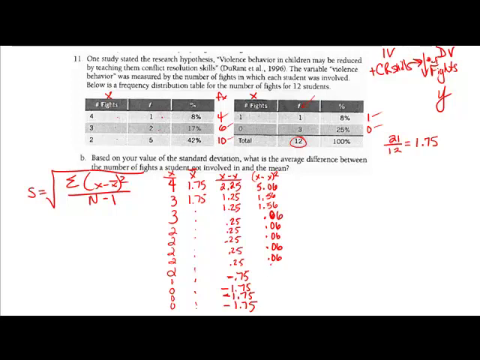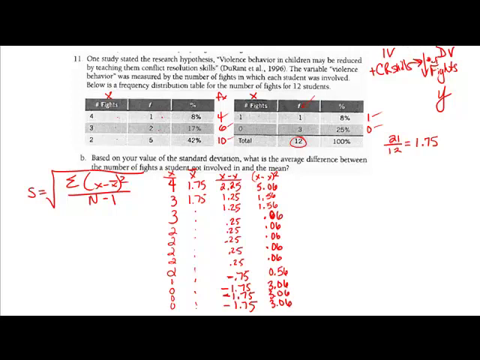So 0.75 squared is 0.5625, so I'll leave that off. And 1.75 squared is 3.0625. I'm going to leave that off. Dropped a lot of 0.25s as I was doing this.